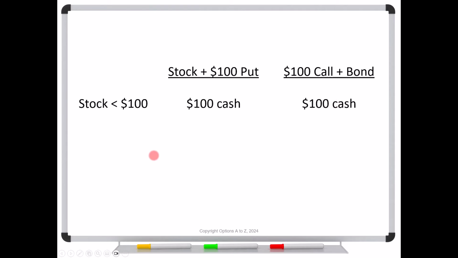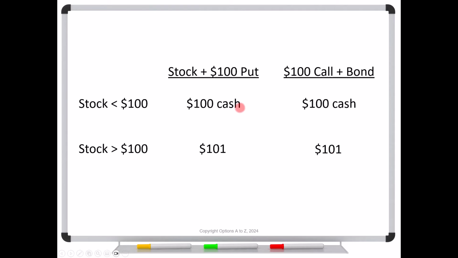What if the stock is greater than 100 at expiration? Well, now the put expires worthless, and the stock is the only thing providing value. Let's say the stock is trading for 101. Well, this trader's portfolio is now worth 101. What about the person that has the call option? Well, remember, he has $100 cash, but he also has the call that has $1 worth of intrinsic value. So he has a call plus a bond that is also worth 101.